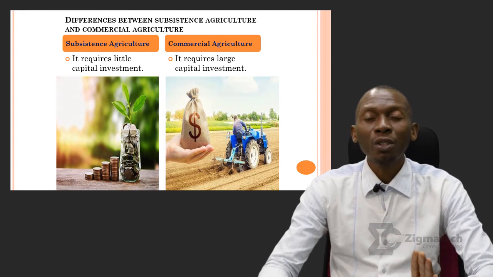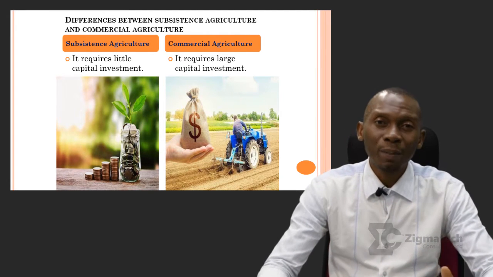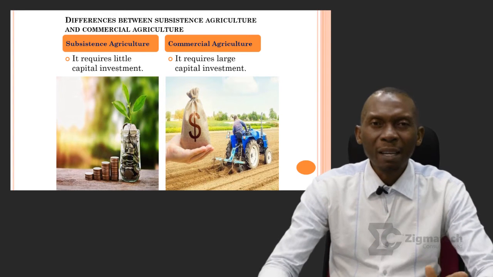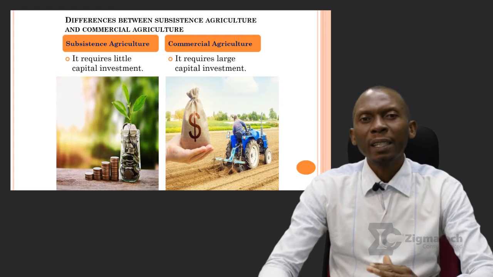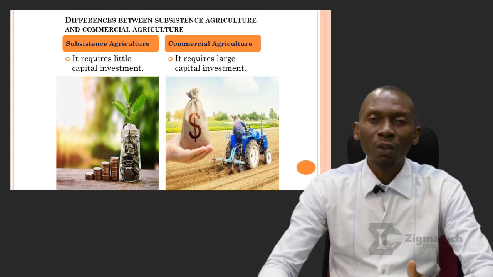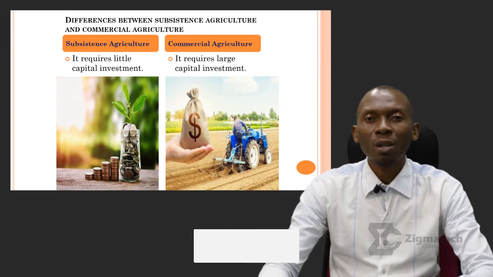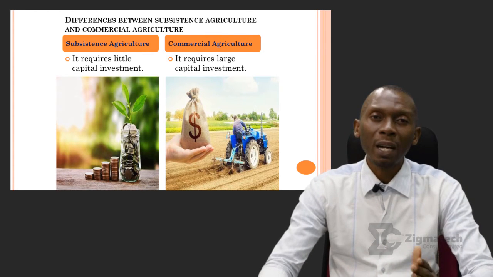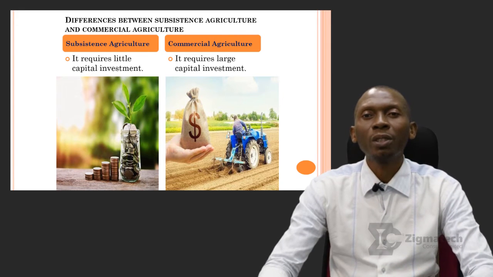But for commercial agriculture, which requires a very large expanse of land, which involves machineries and hired labor, you'll find out that this will require a lot of money for the farmer to get involved in. So one major difference between subsistence agriculture and commercial agriculture is that subsistence agriculture requires little capital investment, while commercial agriculture requires a large capital investment.